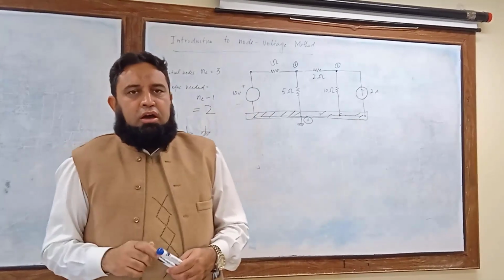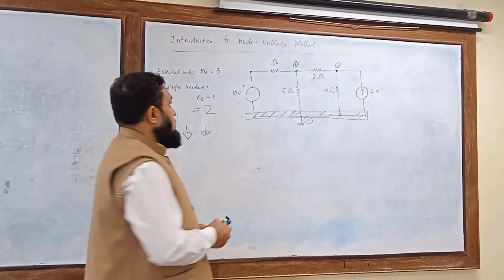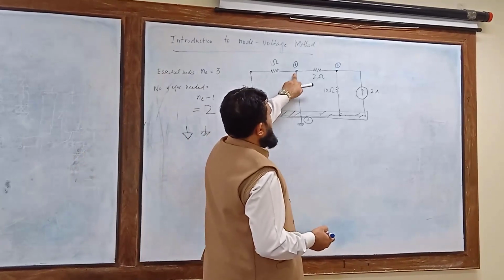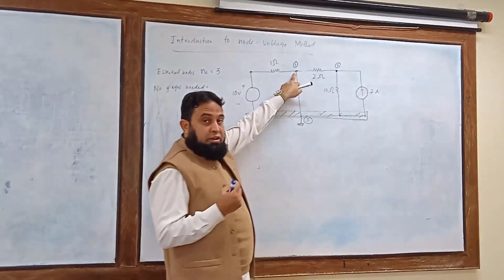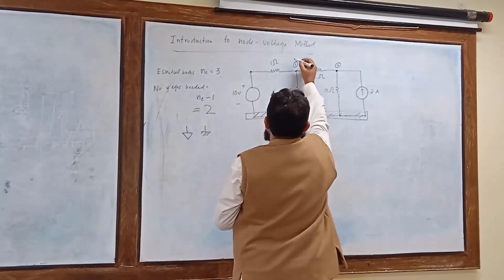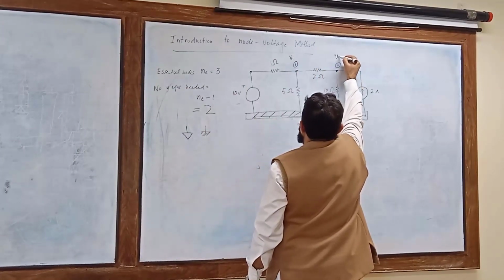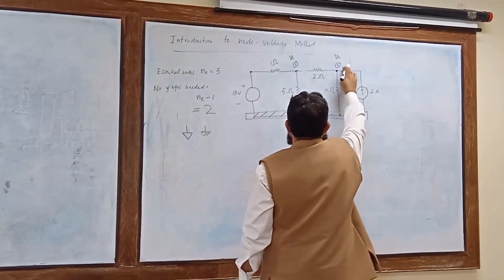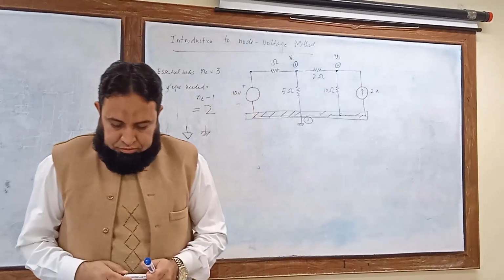Okay, now we have to mark the voltages. So here at node number 1, let's assume that the voltage at node number 1 with reference to this ground is denoted by V1, and here the voltage with reference to this ground at node number 2 is denoted by V2.